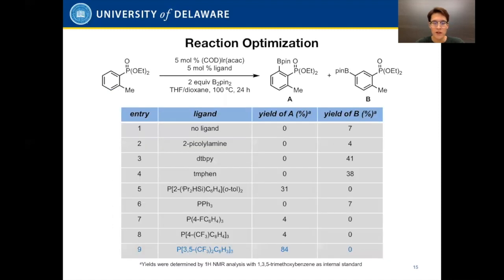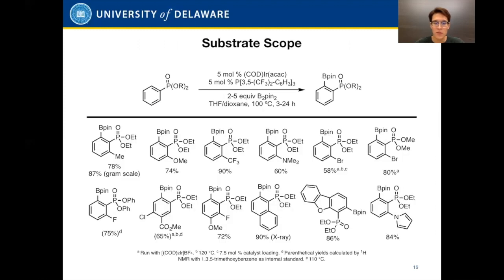So we found iridium ACAC and an electron-deficient phosphine ligand, as shown in entry 9, to be optimal for selectively borylating the aryl group ortho to the phosphonate. The substrate scope proved to be broad, tolerating varying electronic properties on the aryl group, along with varying substitution patterns. And heterocycles could also be used, as shown in the last two examples.